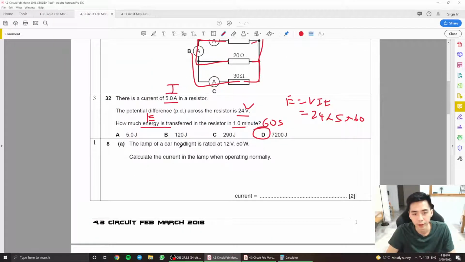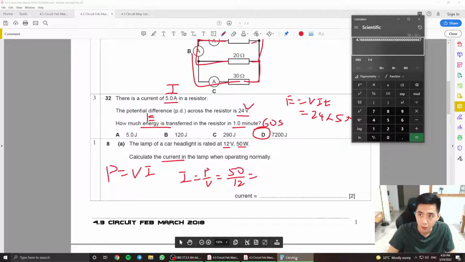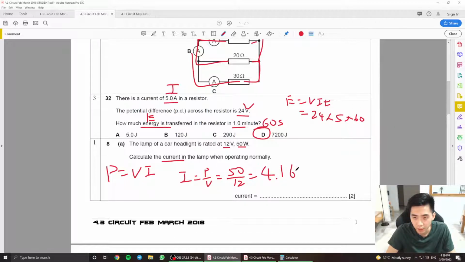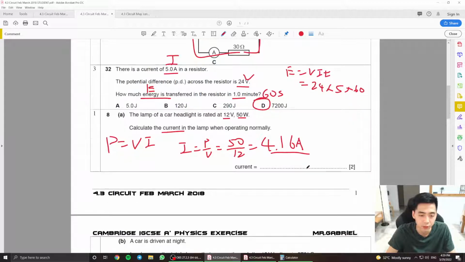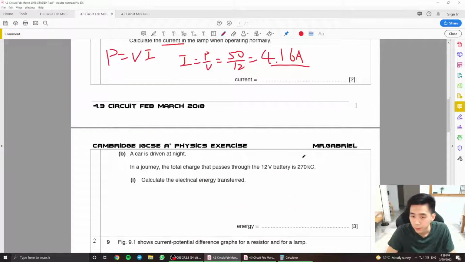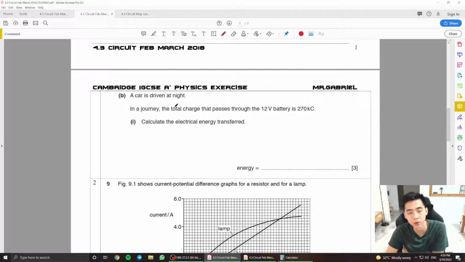The lamp of a car headlight is rated at 12 volt at 50 watts. Calculate the current. You're supposed to use the P equals to VI formula. I will be equals to P over V, which is 50 divided by 12, which is going to be 4.16. You're supposed to get 4.16 amperes, correct to 3 significant figures. Okay. Then after that, a car is driven at night.